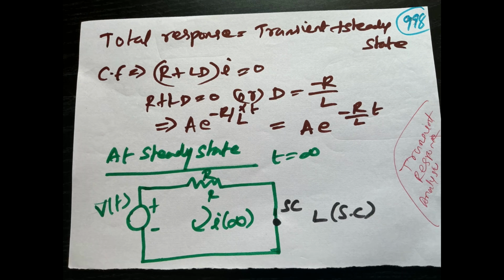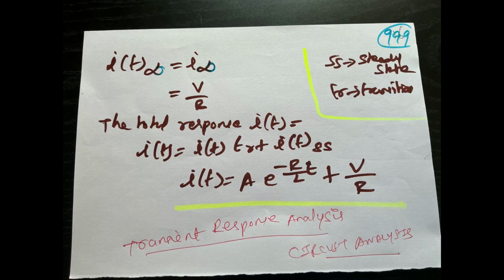At steady state, t is equal to infinity. In the circuit shown in the figure, the inductance is a short circuit, as given in the tabulation, and only the resistance is present. V of t and i of infinity are to be found. i of infinity is found from the PI, that is i steady state is V divided by R. Only resistance and voltage are present, so the current is V divided by R using Ohm's law. SS is steady state, that is the steady state response.